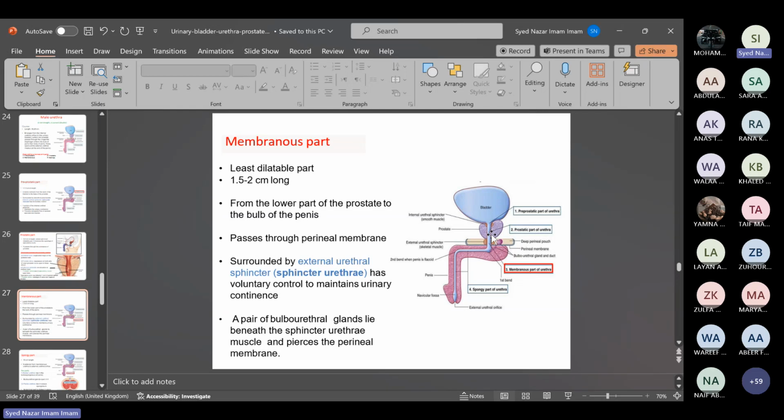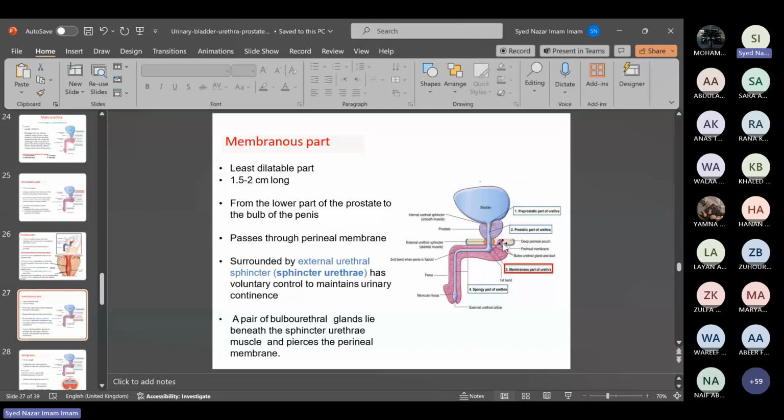Now, the membranous urethra is the least dilatable part, and it's only about 2 centimeters long. And where does it lie? It lies in the deep perineal pouch, and it is encircled by the external urethral sphincter. This is a skeletal muscle. Again, the internal is smooth, while the external is skeletal muscle. It is supplied by the pudendal nerve.